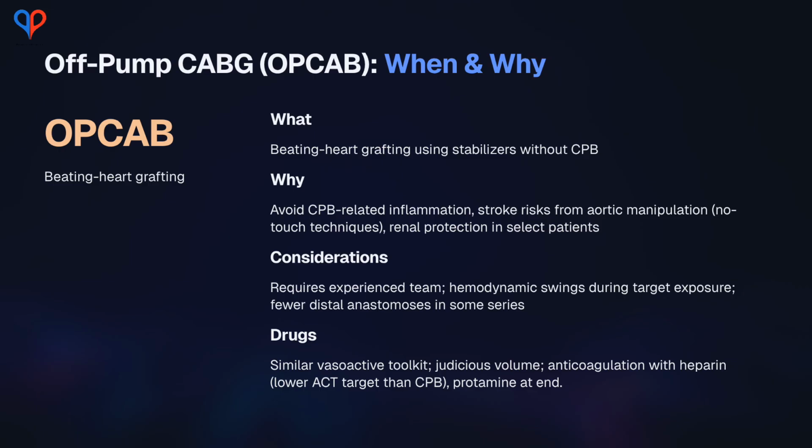Off-pump CABG avoids the pump entirely. On a beating heart, stabilizers create local stillness while we graft. It's valuable for patients where avoiding aortic manipulation or cardiopulmonary bypass is strategic, but it demands an experienced team and vigilant hemodynamic management. On off-pump CABG, you still give IV heparin, but you typically target a lower ACT than on full cardiopulmonary bypass, and subsequently reverse with protamine sulfate at closure.